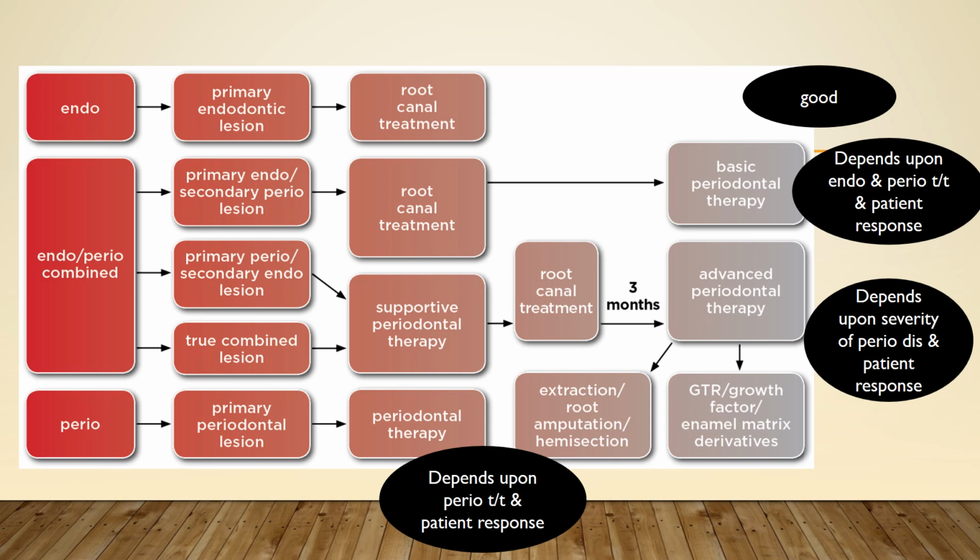So coming to the treatment plan and prognosis of endoperio lesions, the first one is the primary endodontic lesion. This can be treated by root canal treatment, and usually a primary endodontic lesion will get resolved with the root canal treatment alone. So the prognosis will be good.